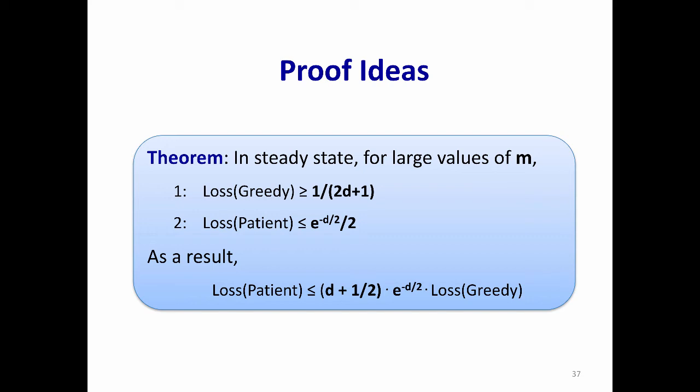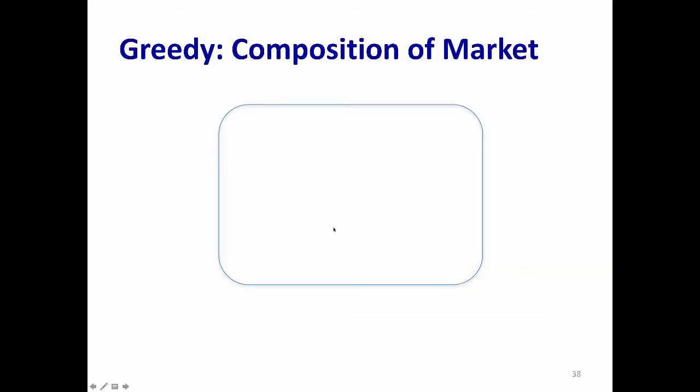Now we can talk about the proof ideas. Just to make sure I'm clear, I'm going to prove the following theorem: the loss of the greedy algorithm is at least 1/(2d+1), and the loss of the patient algorithm is upper bounded by e^(-d/2)/2, and the last line is just combining the two.